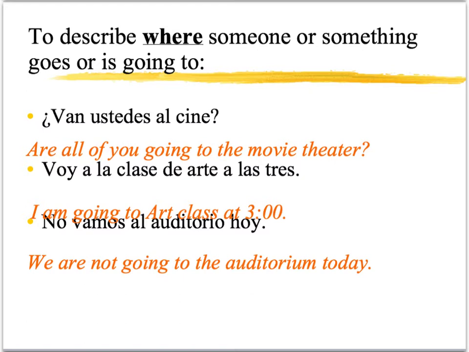On your notes, you want to fill in with the English translations on these. Voy a la clase de arte a las 3. I'm going to art class at 3 o'clock. So I'm using my form of ir just to say where I'm going. No vamos al auditorio hoy. We are not going to the auditorium today. Be sure and pause this slide if you need more time.